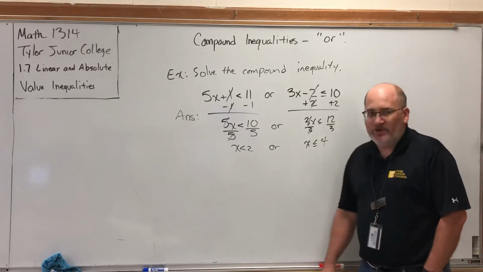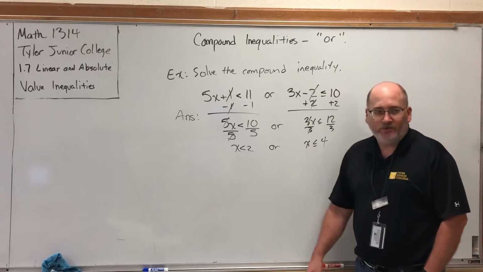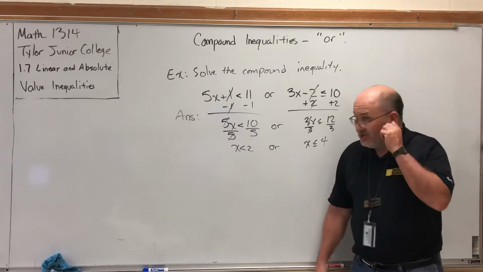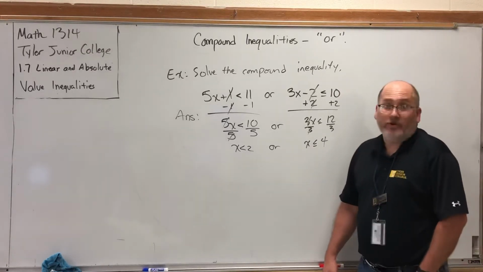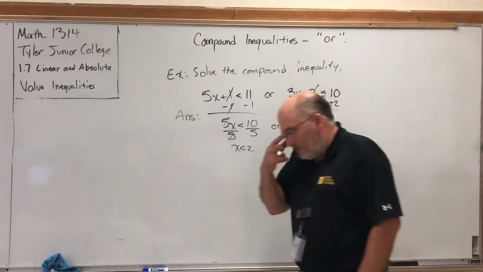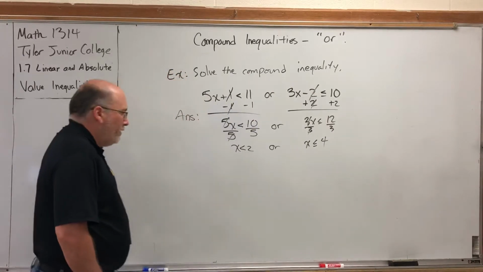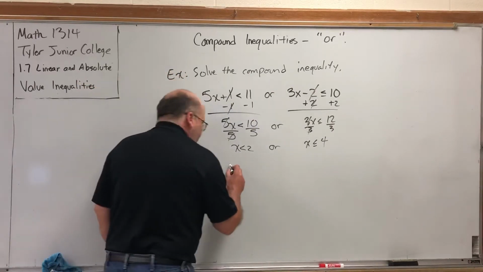Would 5 be a solution? Does 5 satisfy either one of these? No. 5 is not less than 2. 5 is not less than or equal to 4. To be a solution, you have to satisfy either one. Well, that's cute and all, but how do we actually get our solution? Well, let's think about this in terms of a number line.